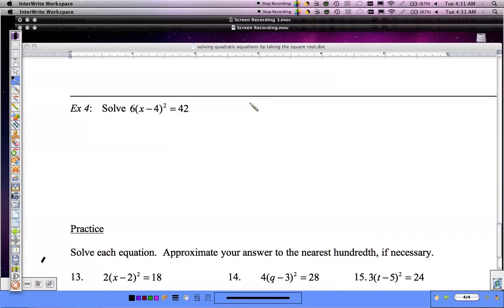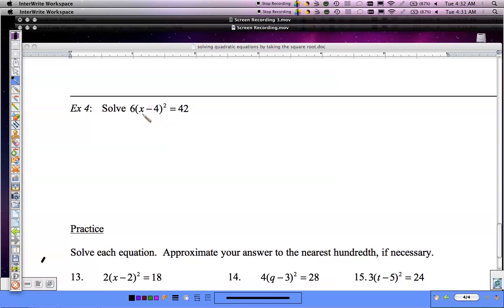The fourth and final example problem is only slightly more complicated, but this is where we're going to have to do a little bit more. There's more than one way to solve this problem. If you were to expand this (x minus 4) quantity squared, you would actually get a quadratic equation with an a term, a b term, and a c term. But we're not going to look at it like that. We're going to just go ahead and solve this problem.